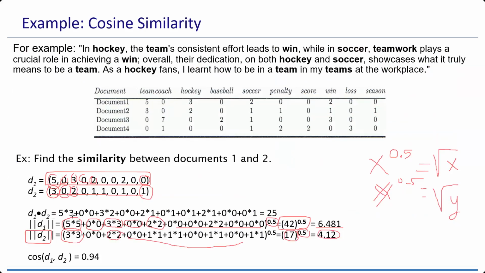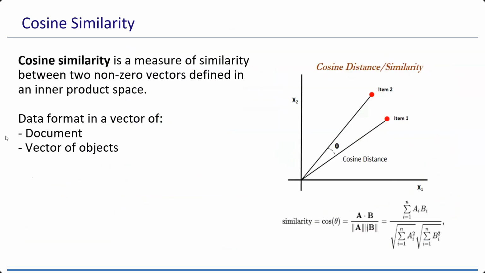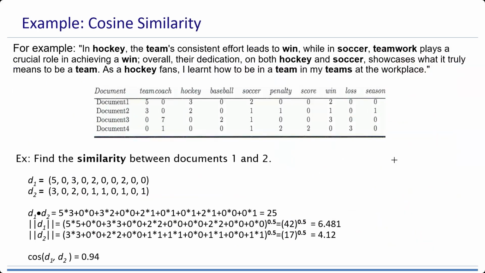So based on the result, based on this formula, this is the summation of A and B divided by the square root of A square multiplied by the square root of B square. And we can get this is the result of 25 divided by 6.481 multiplied by 4.1. So the cosine similarity shows that 0.94.